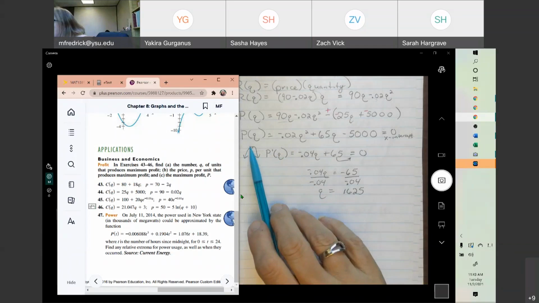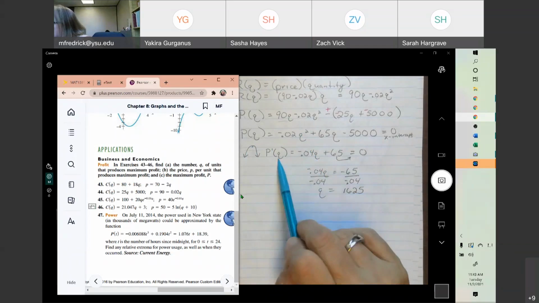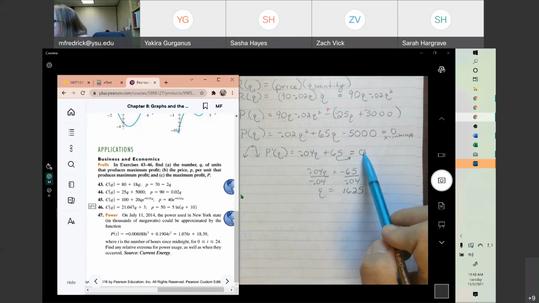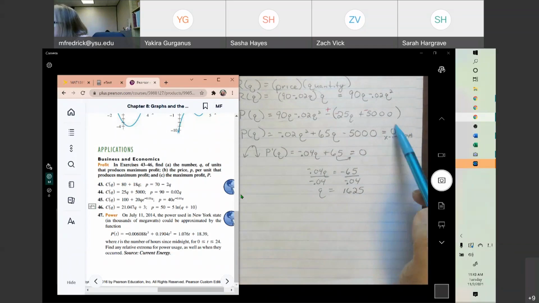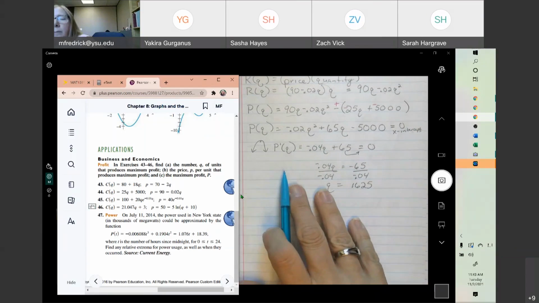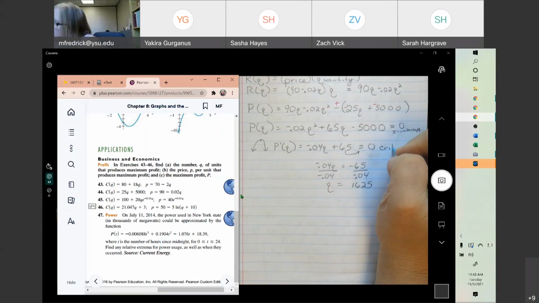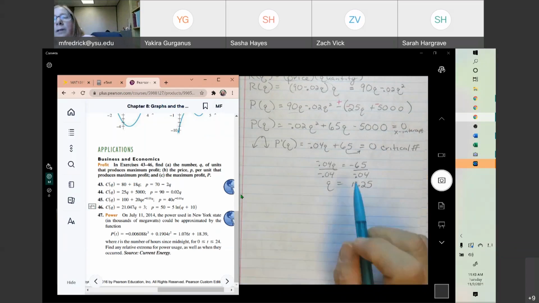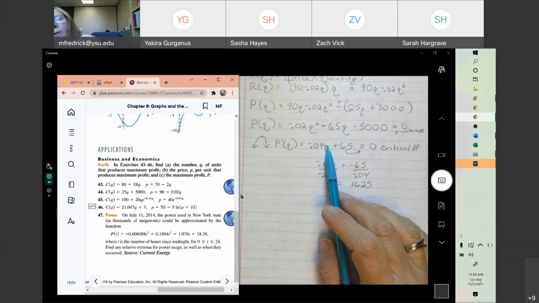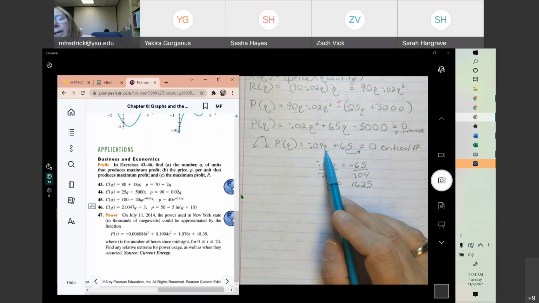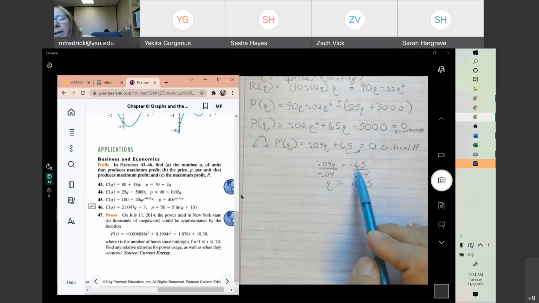So to find the critical number, you have to take the derivative and then set it equal to 0. If we would have set the function equal to 0 here, we would have just found the x-intercepts. But we want the critical value. The degree is only 1, so we can just get q by itself. Subtract the 65 and divide by the decimal.